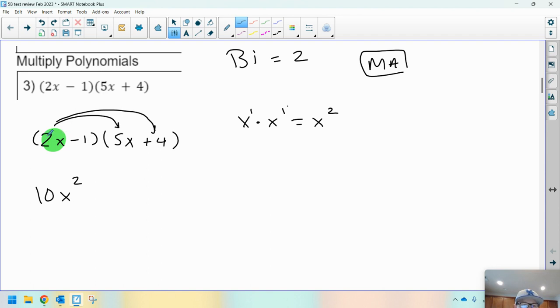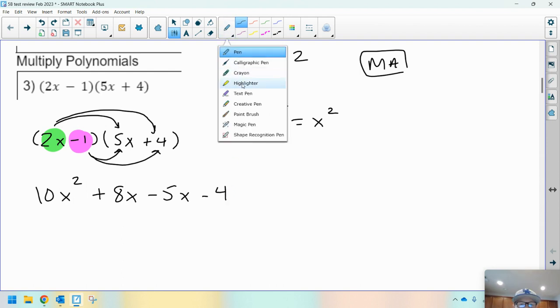We have to distribute the 2x into the 4 now. 2x times 4 is plus 8x. So we're done with that first one that we distributed. Now we have to take the second one, which is a negative 1, and we're going to distribute that into the 5x and into the 4. Negative 1 times 5x is minus 5x. Negative 1 times a positive 4 is going to be negative 4.